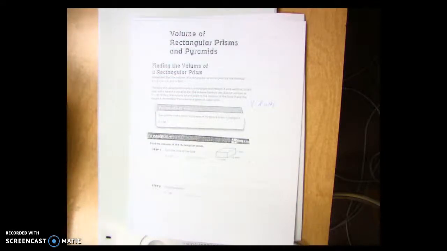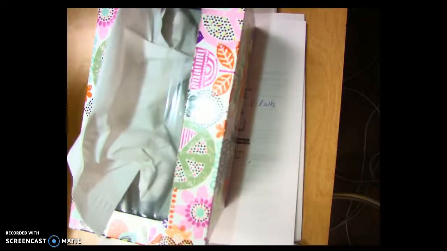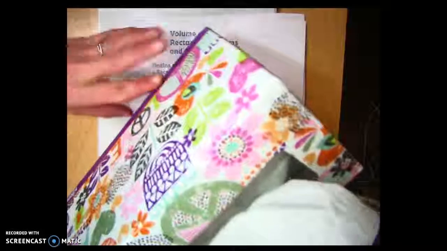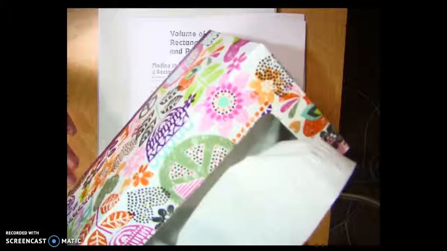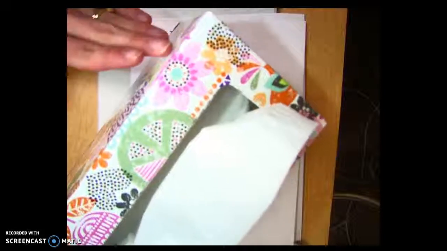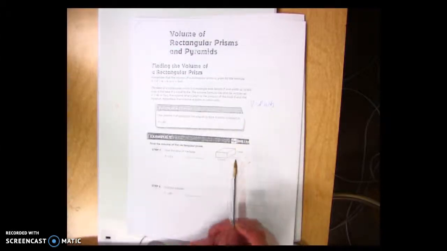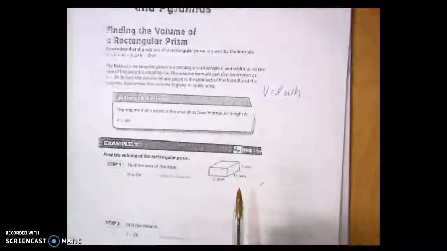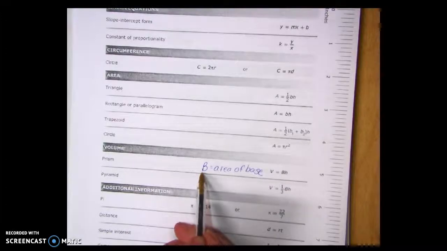So when we're talking about volume and we want to know how many cubes it takes to fill this up, we have to start with the bottom layer and completely fill this bottom layer with cubes. And then after we've done that, we do the next layer and the next layer and the next layer all the way up the height of the prism. So whenever we're filling up that bottom layer, we are just filling up the base of it. So that is where this part of your formula comes from, the area of the base.